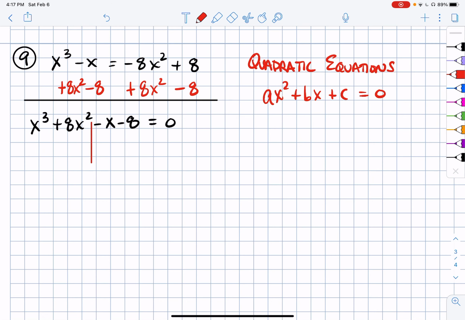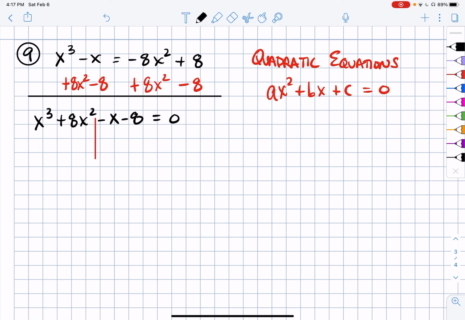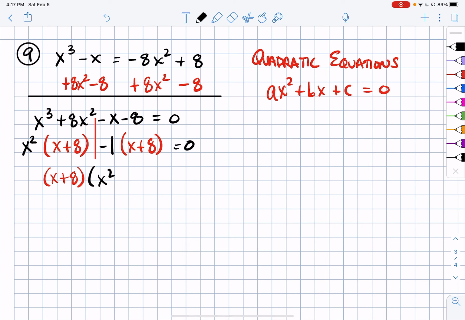Here we go. So my GCF in the first group is x squared, leaving me with an x plus 8. And in the second group, since the first term is a negative, I will pull out a negative 1, leaving me with x plus 8. So what do I have in common? I have x plus 8. And what do I have left? I have x squared minus 1 is equal to 0.